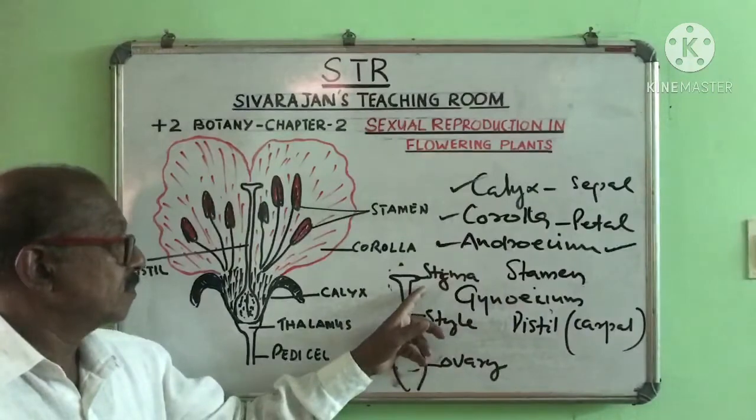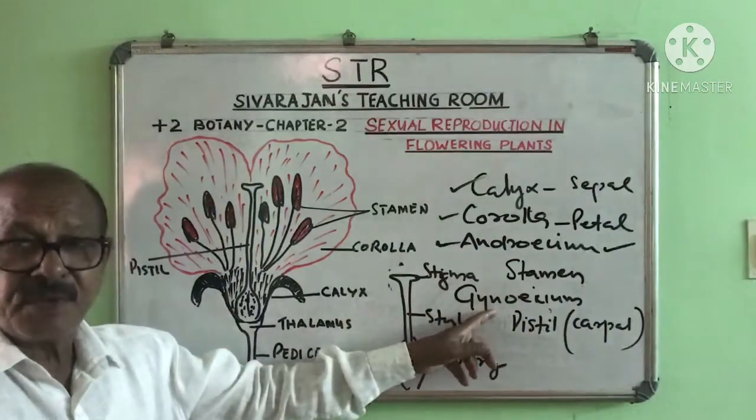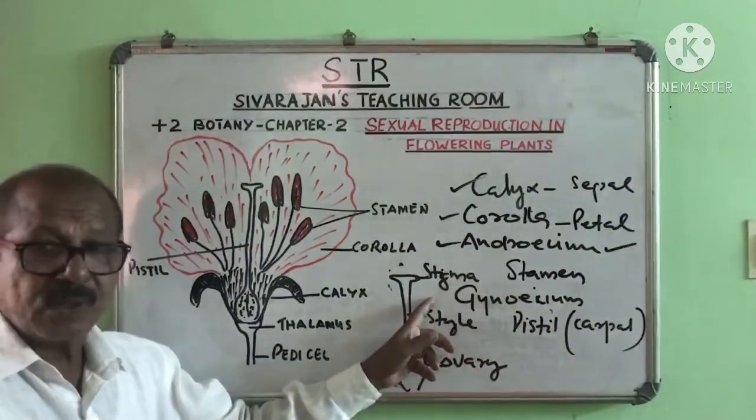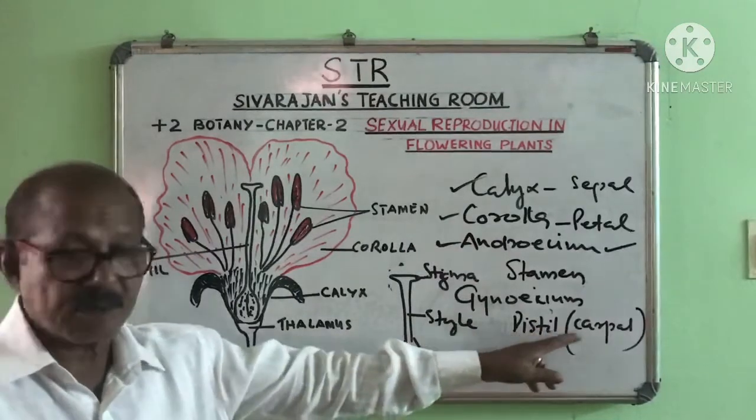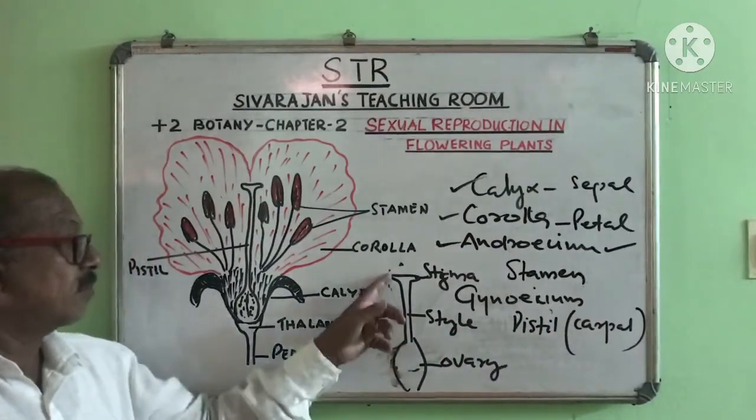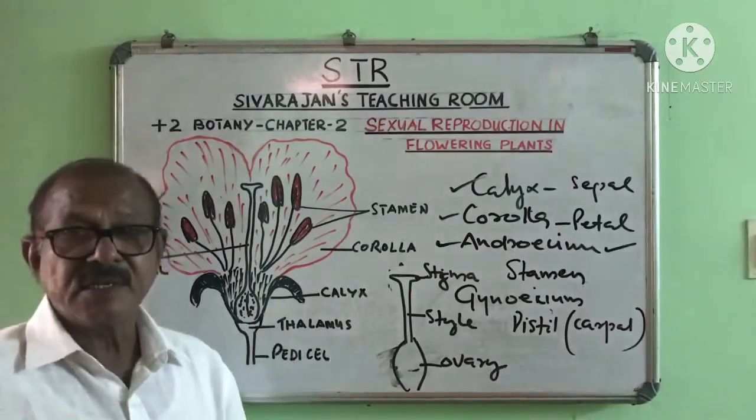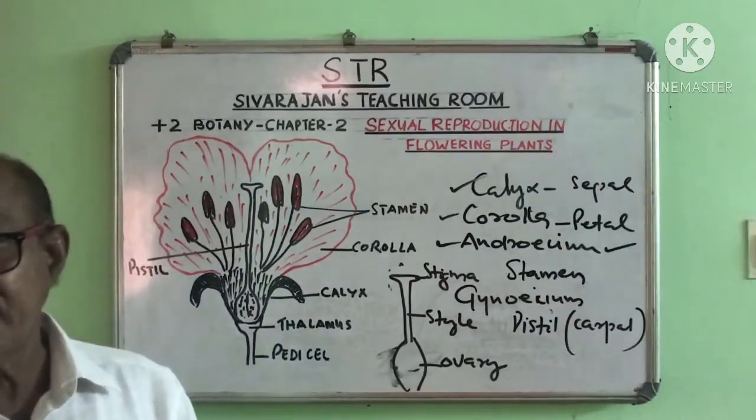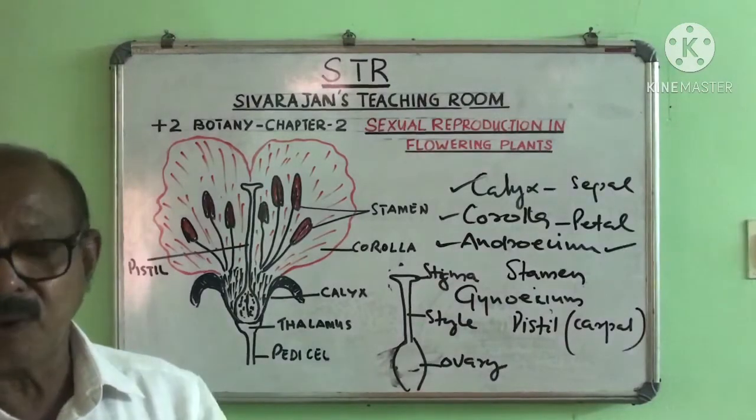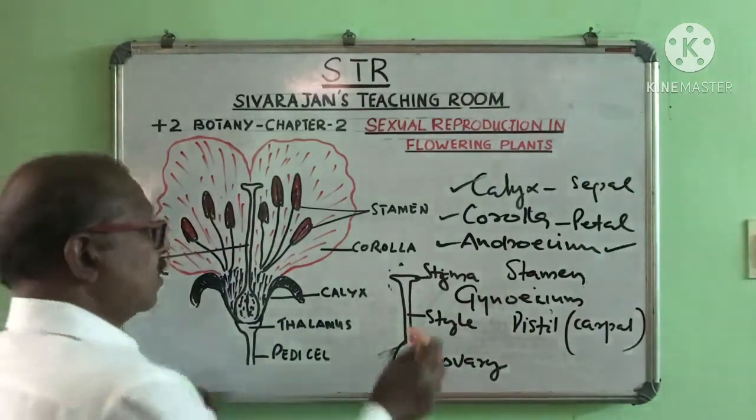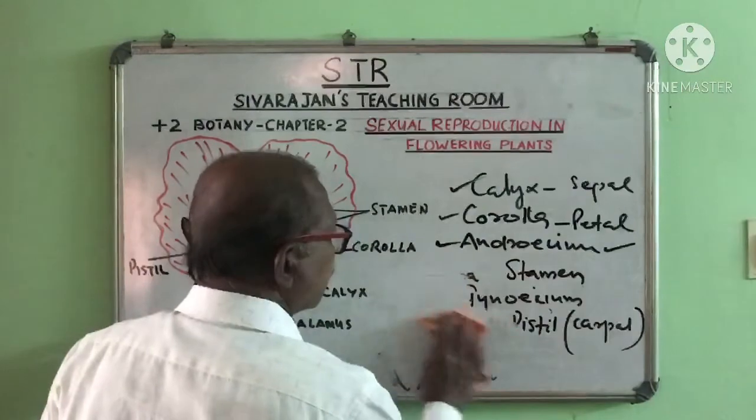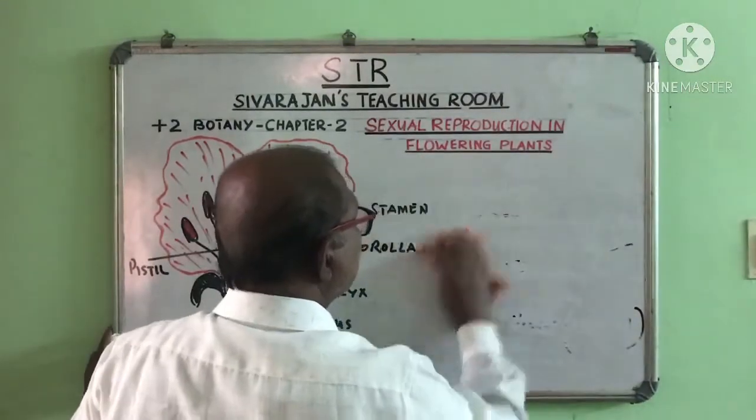And the gynoecium is the female reproductive part, and it is also called the pistil or carpel. It has got 3 parts: the stigma, style, and ovary. The ovary has ovule in it, and the ovule has an embryo sac, and the egg or the ovum is inside the embryo sac. So these are the different parts of the flower. Now we will see how a flower develops.